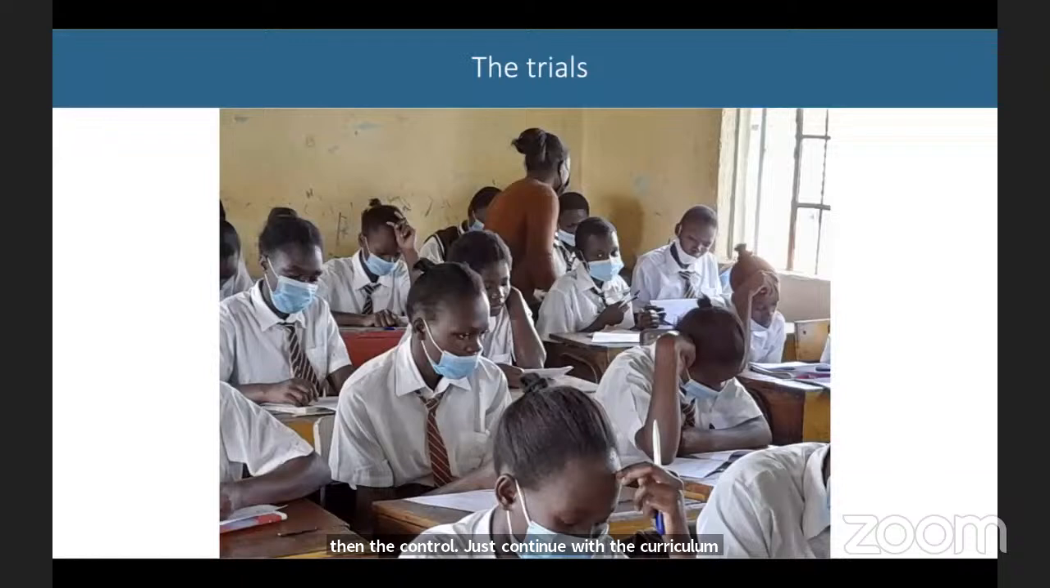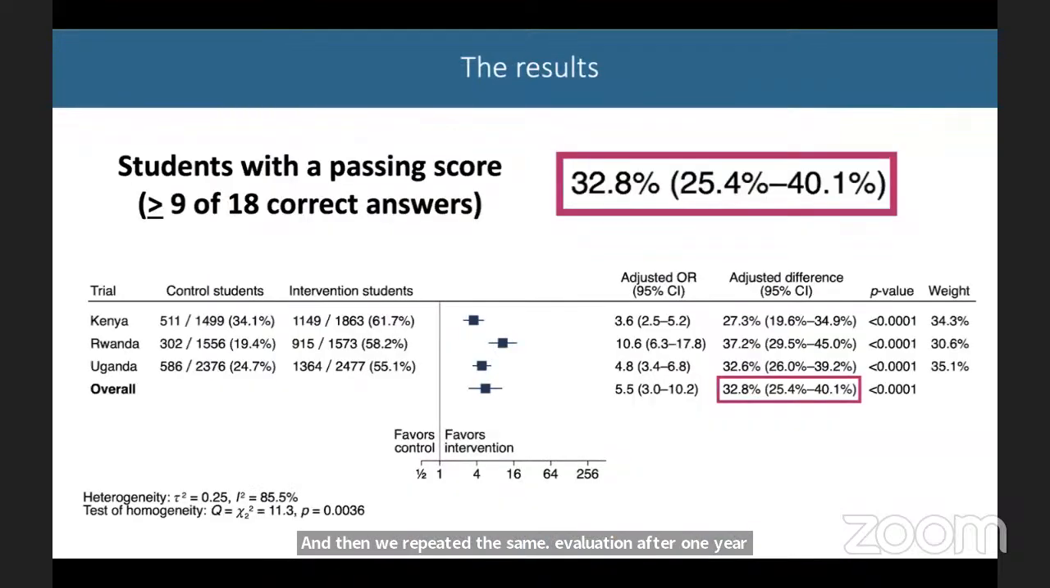At the end of the term, we assessed the effect of learning with these resources. And then we repeated the same evaluation after 1 year. In the next slide, I'm going to present what we found in our first evaluation after the end of the term.